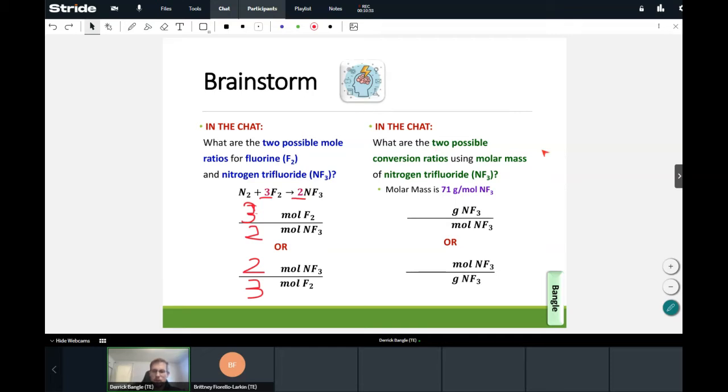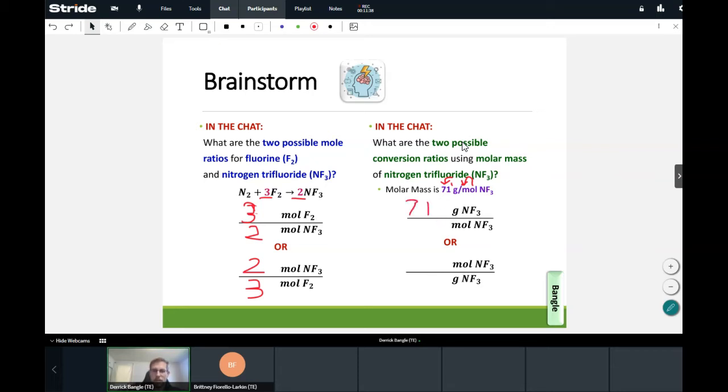Now dealing with the right-hand question in the chat, what are the two possible conversion ratios using the molar mass of nitrogen trifluoride that we're given here? I will draw some reminders. Remember, the grams go here, moles here. There's no number in front of moles, but I will ask you what that means. What number goes on the top of our first fraction in front of grams? That will be 71.0 grams of NF3.